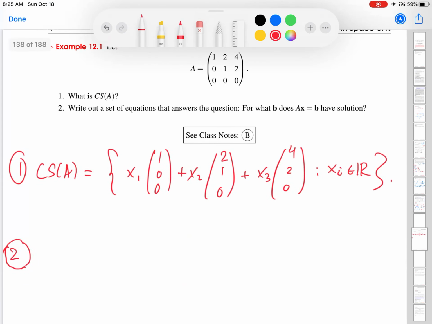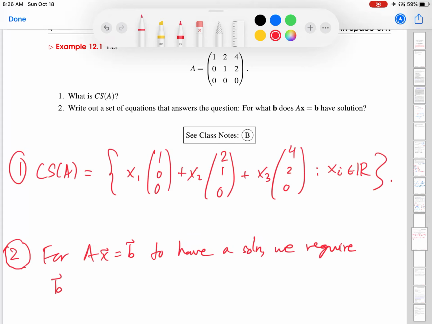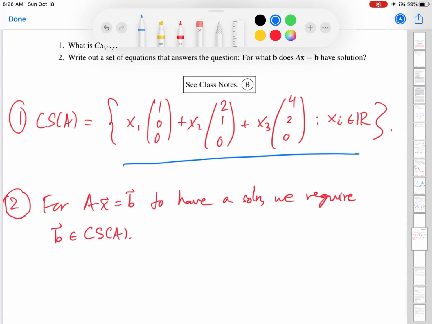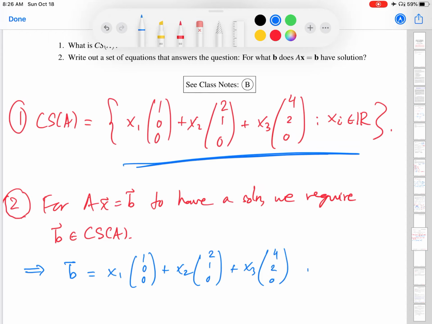So it says, write out a set of equations that answers the question for what b does Ax equals b have a solution. Okay, so I'm going to just write a little bit of what we just talked about. For Ax equals b to have a solution, we require that b is in the column space of A. We have just calculated the column space of A up here. So this implies that b must be equal to some linear combination that looks like this for some xi in R.